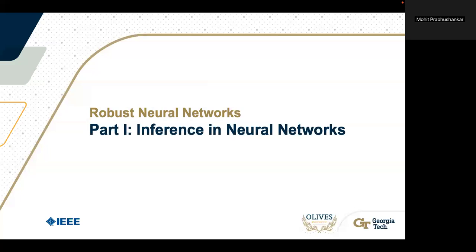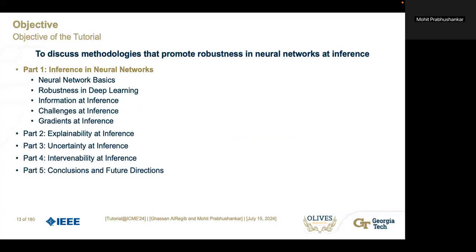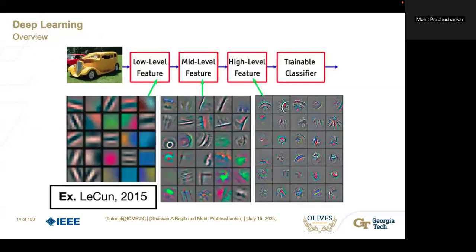All right, so let's start with the first part, which is inference in neural networks. We'll essentially talk about 5 major things. We'll talk about some basics, what we mean by robustness, followed by some challenges, as well as how we're going to be utilizing gradients at inference. So deep learning, as you all know, is this kind of a cascaded system where we are extracting important information across different layers.